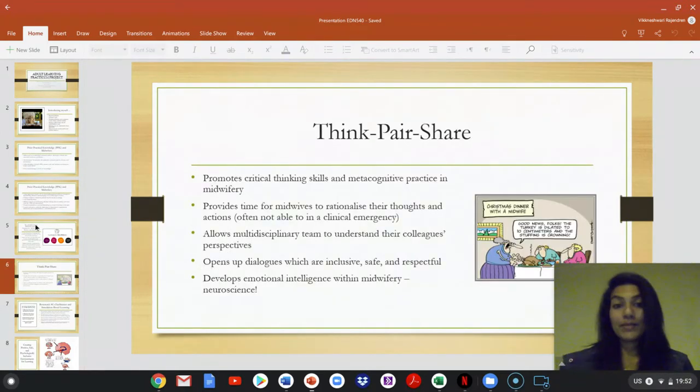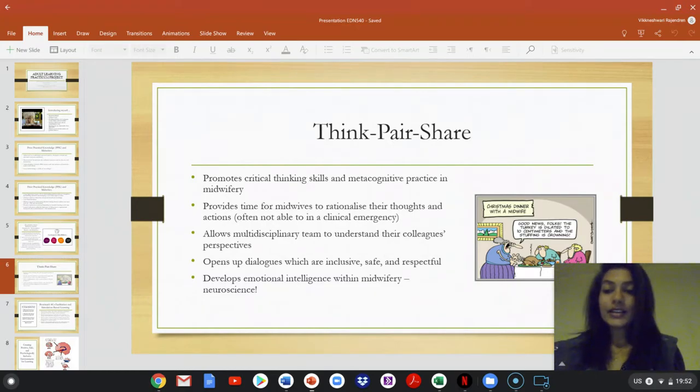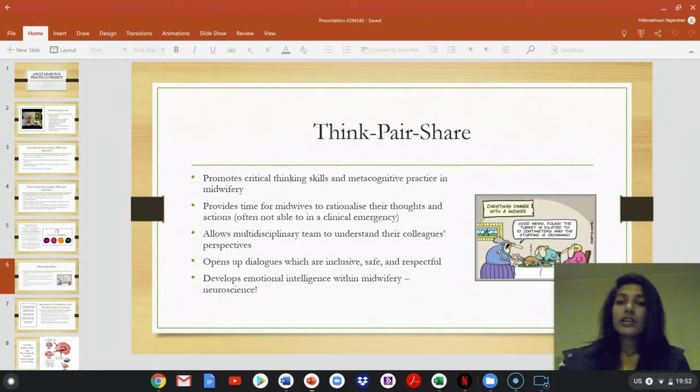The next one, think, pair, share, that I spoke about earlier. So think, pair, share, as you know, it's pretty self-explanatory. You think about the experience that you've had, you pair up with a friend and you share your experiences. And what this does is that it promotes critical thinking skills and reflective practice in midwifery, because you don't always have time during a clinical emergency to rationalize your thoughts and actions, but this learning strategy provides time for midwives to reflect on and rationalize their thoughts.